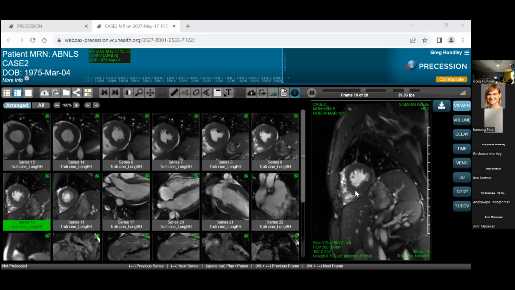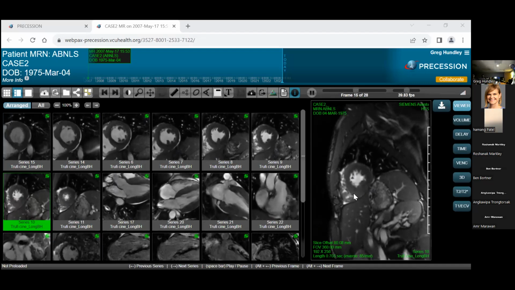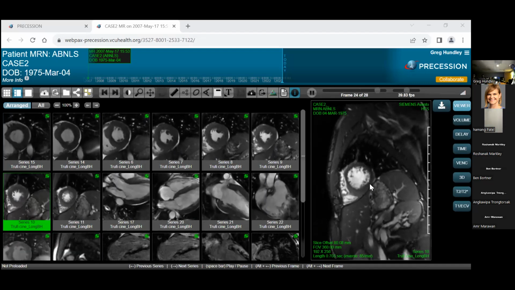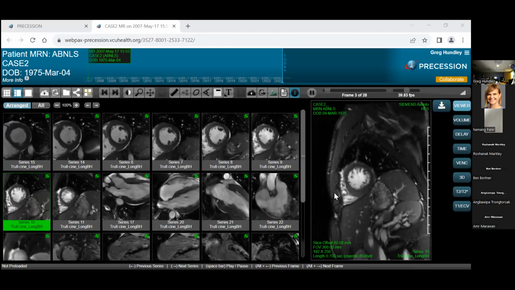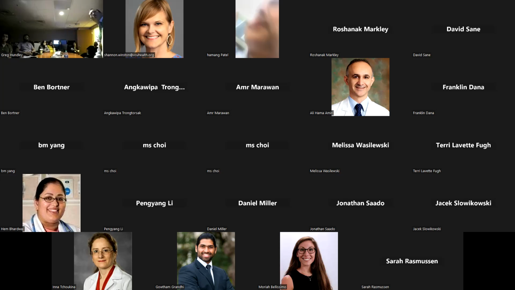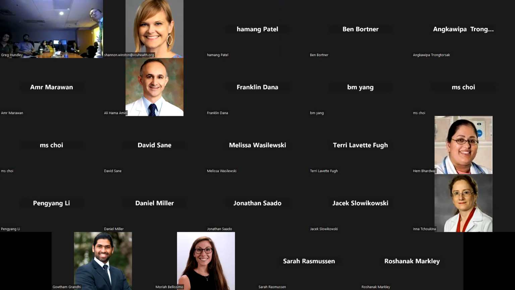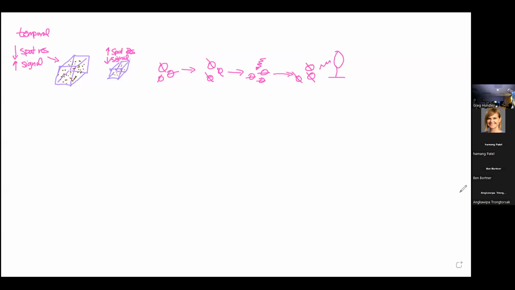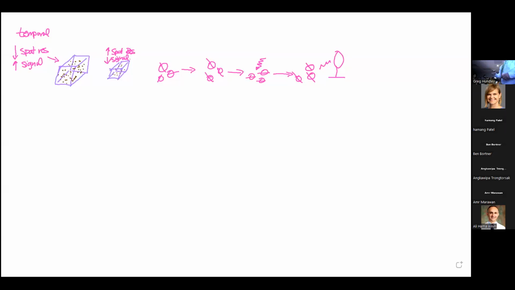On the right, we have an arrow here. Remember, we talked about the short axis image. You've got a movie here of the wall motion of the left ventricle and the right ventricle. So how do we create that cine movie? Let's go back to this. Over here on the right side of the screen, I'm going to switch colors now.